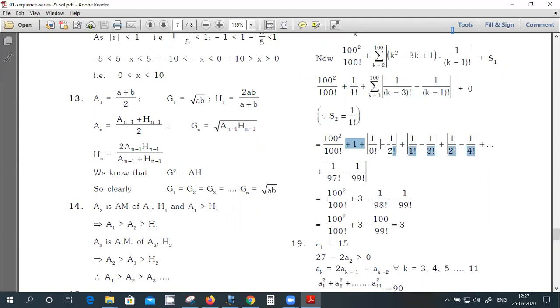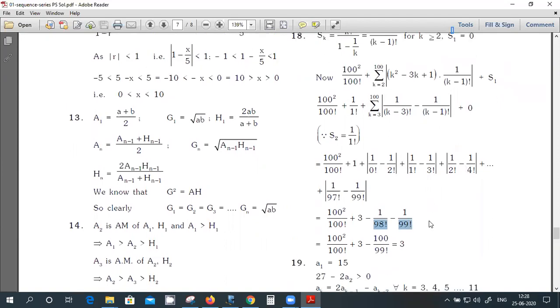Here it's minus 1 by 2 factorial, and here there is a plus 1 by 2 factorial. And minus 1 by 3, similarly there will be plus somewhere here. You have to check the pattern and then cancel it, and only 98 and 99 will remain. Do it. If you don't get it, I'll do it next time. Or just look at the pattern.